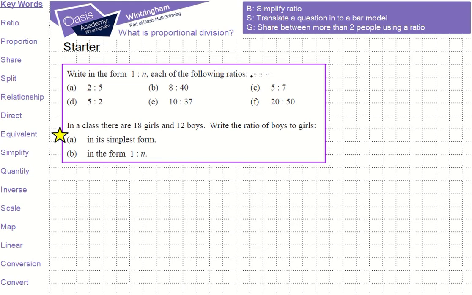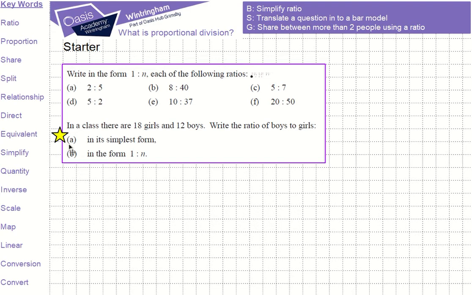And for the starter, I'd like you to write down each of these ratios in the question, and can you write them in the form 1 to n? Think back to last lesson. That's where we're trying to make the number on the left become 1. So for the first one, you're going to have to divide both numbers by 2.